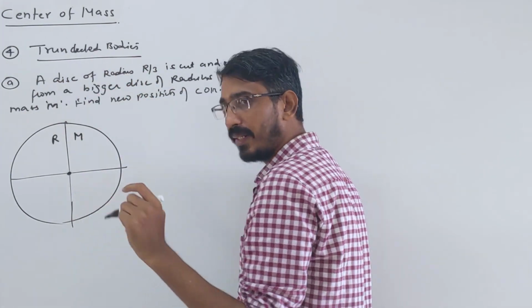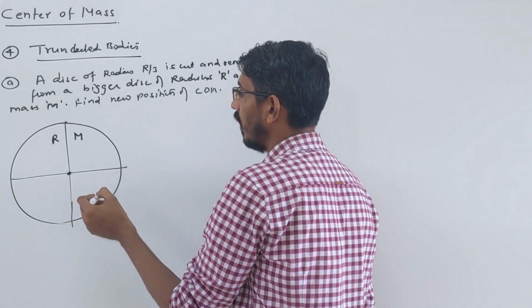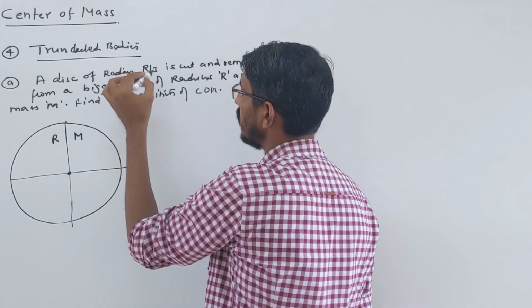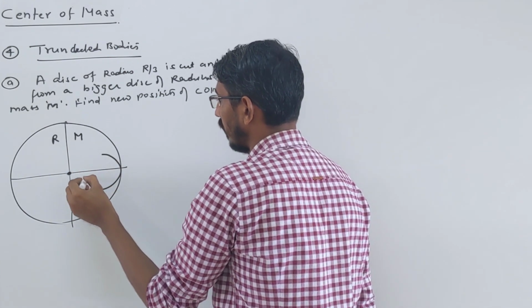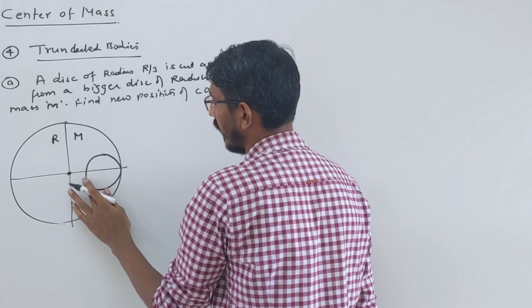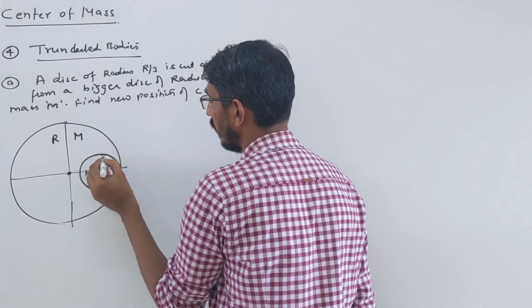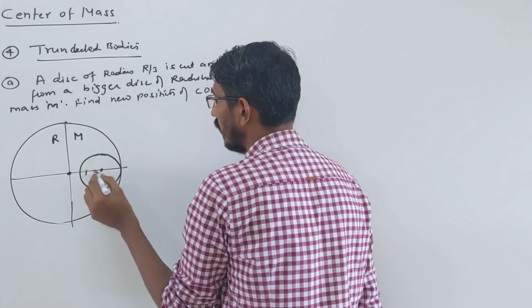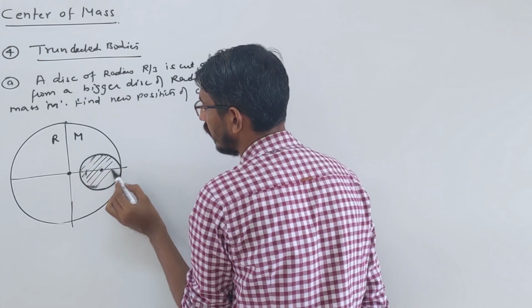So how do they cut that? They say the circumference of this is touching the center of this, something like that. Suppose this is given, like this type of disk is cut and removed. Let me draw it nicely. So this much disk is cut and removed.